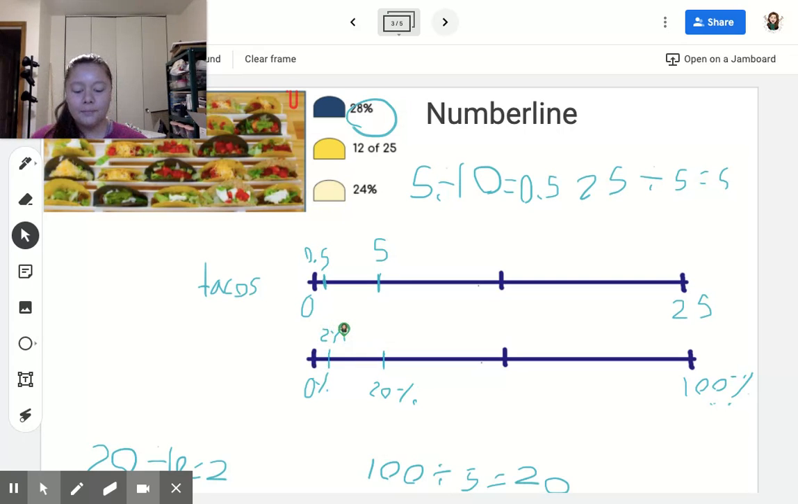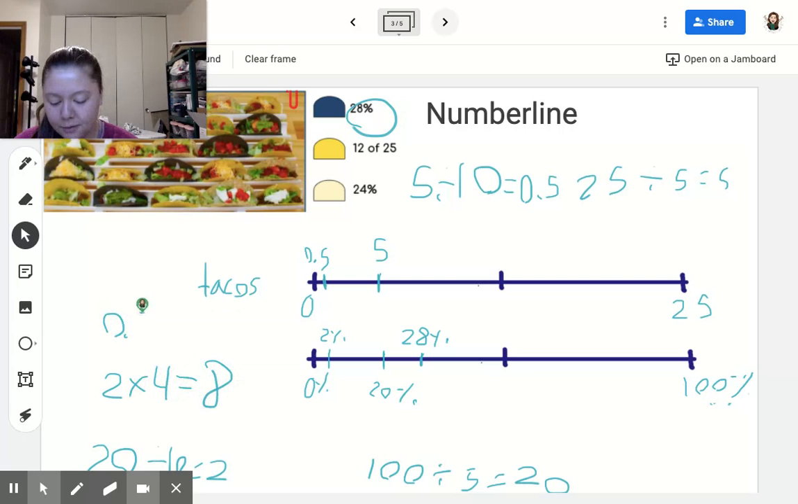So then I can think, I'm at 20% and I need to get to 28%. All right, so how many more 2's is that? From 20 to 28. 2, 4, 6, 8. That's 4 of them. So I can take that 2%. So 2 times 4 equals 8, right? So I can take my 0.5 times 4, and that would equal 2. So I know that 5 plus 2 will give me 7. So I know that 28% of this here is 7 tacos.